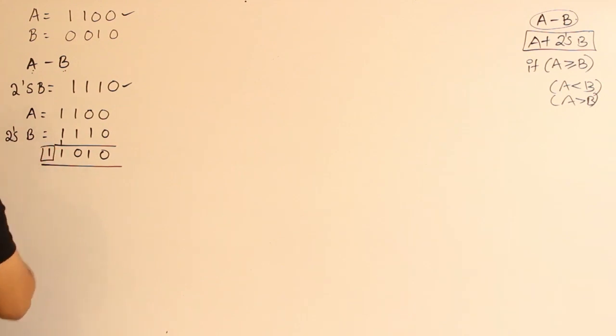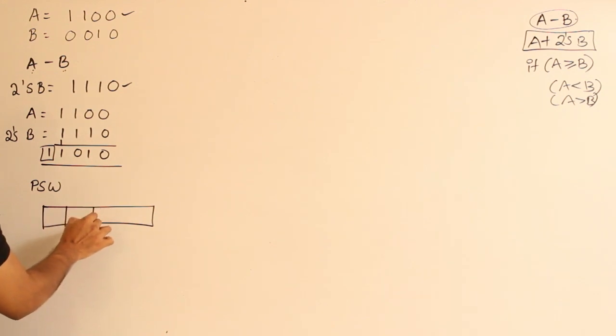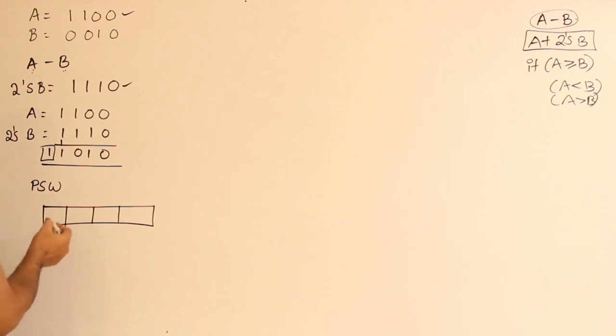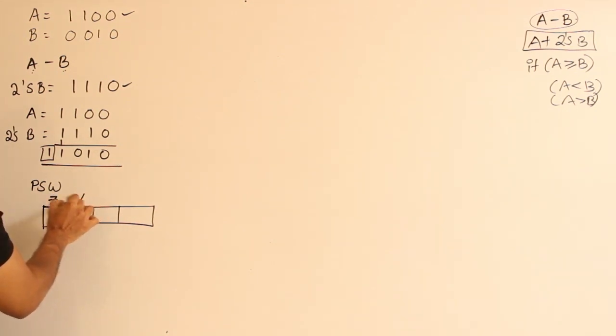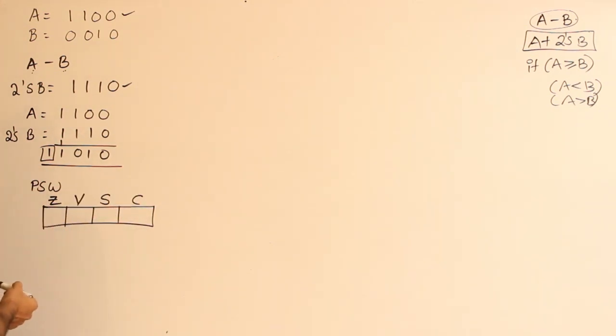This is the carry, right? Now we have the program status word. Program status word is nothing but the collection of all the flags present in your computer. In the program status word, we have mainly 4 flags. In most computers we have more than 4 flags, but here we shall consider 4 flags: Z, V, S, C. Z is for zero. If the result is 0, then the Z flag will be 1. Since the result is not equal to 0, the Z flag is 0.